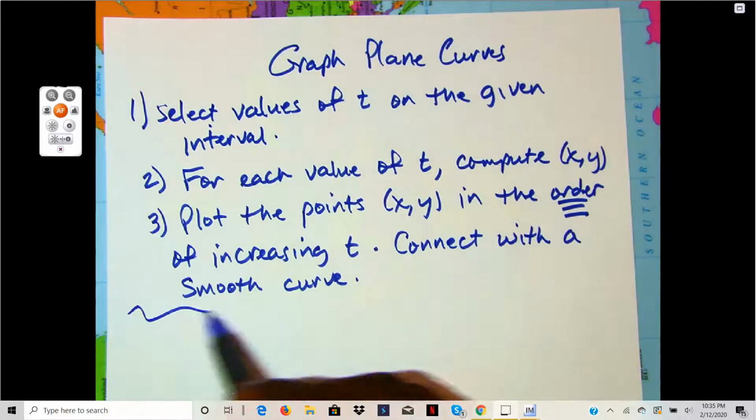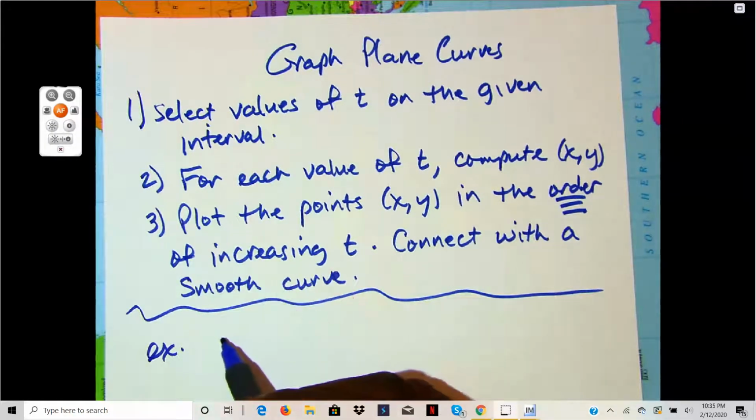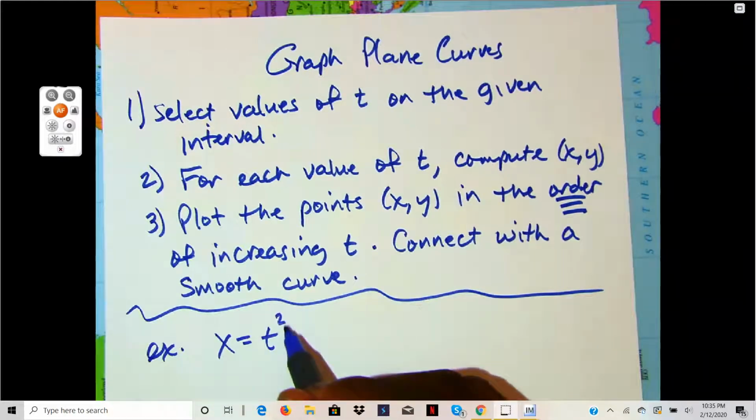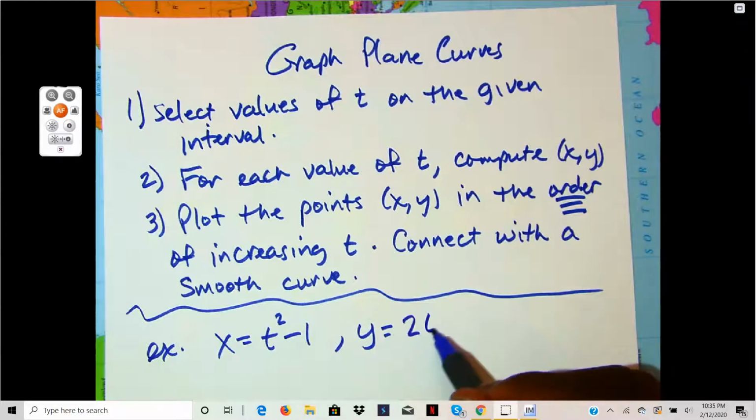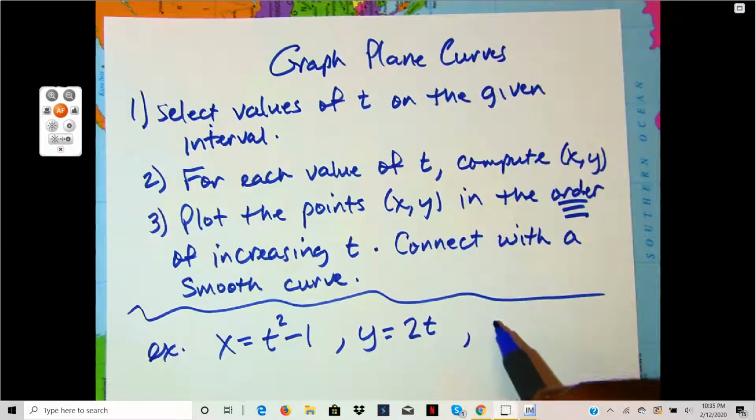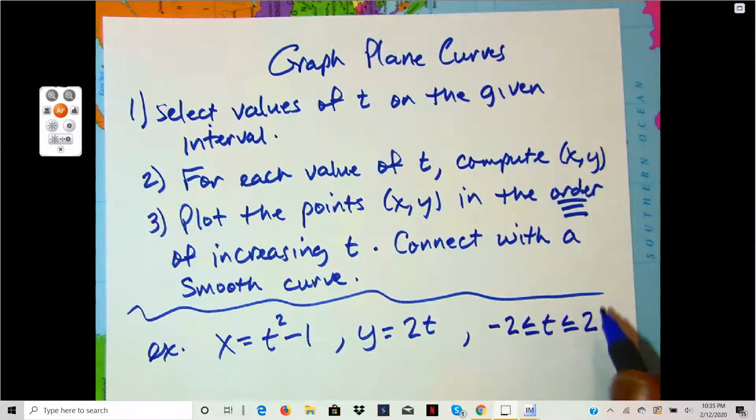All right, so let's take a look at an example. Let's say we have parametric equations, x is equal to t squared minus 1, y is equal to 2t. And we're going to plot this plane curve on the interval t between -2 and 2. So t is greater than or equal to -2, t is less than or equal to +2.